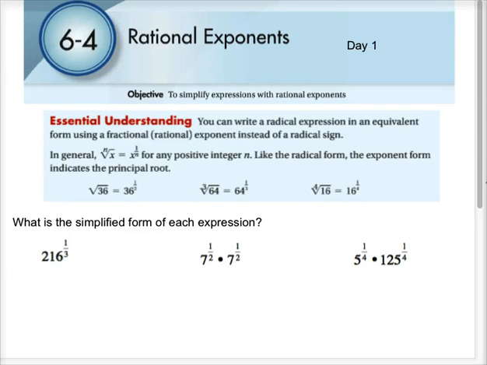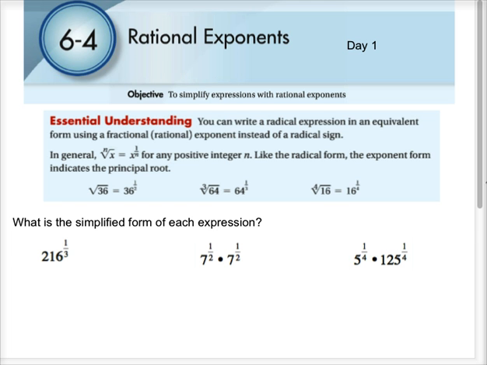Today we're going to be talking about rational exponents. So in the past, all the way back in the 8th grade, you've known how to deal with whole number exponents. When you square something, when you cube something. We've been reviewing that a lot this chapter. Now we're going to get into rational exponents. And by rational exponents, what I mean is fractional exponents.